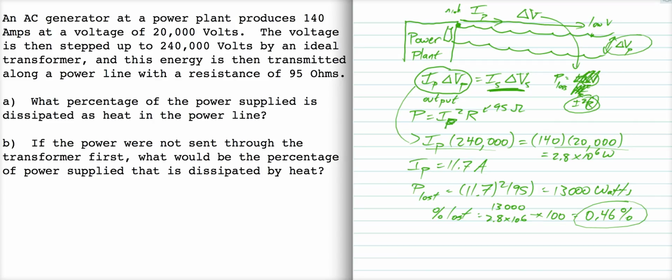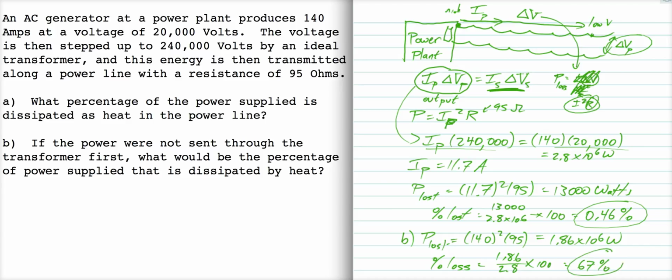If the power were not sent through the transformer first, then the power lost would simply be based on the secondary current, that current before it goes into the transformer, which is 140 amps. So we take 140 squared, multiplied by 95, and we get 1.86 times 10 to the 6th watts. Okay, and that percentage loss then is 1.86 over 2.8 times 100, and that's 67%. So a huge amount of power is lost if we don't use the transformer to step it up, and that's why transformers are used. That's why we have high voltage power lines.